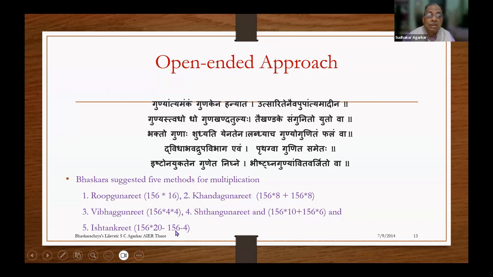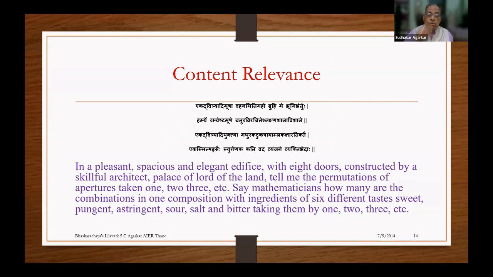I have to subtract it. So multiply, here it is, after it's a mistake, it should be a multiplication side. 156 into 4 has to be subtracted. So what is important here is that Bhaskaracharya is trying to make the content relevant to the lives of children.